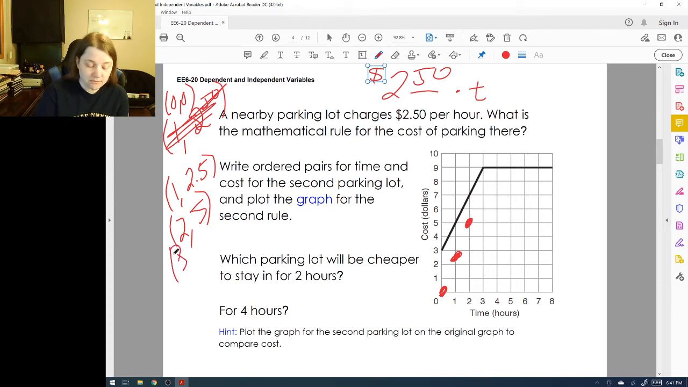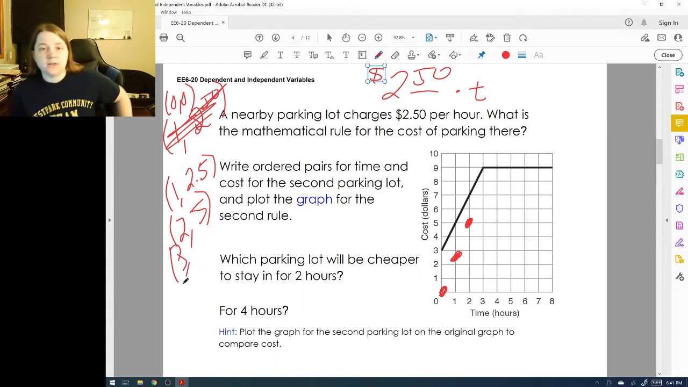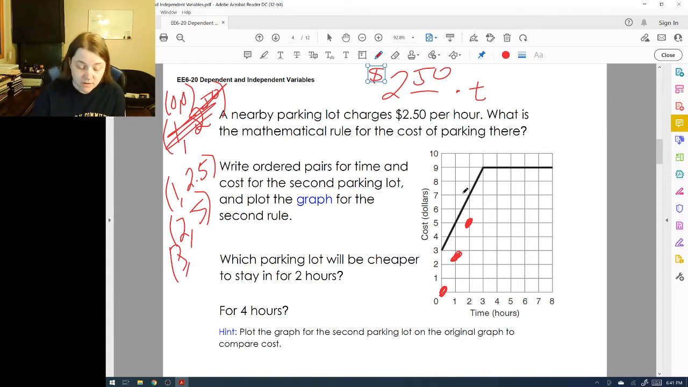3 hours means we're going to add another $2.50 there. So that's going to be $7.50. 4 hours means another $2.50. That makes $10. And we would keep going.